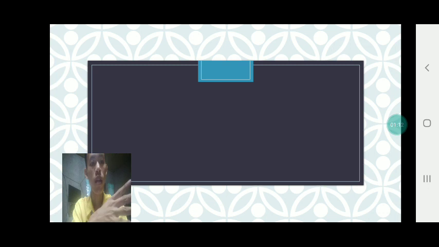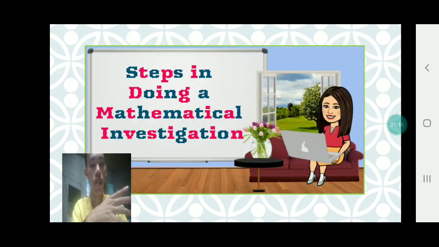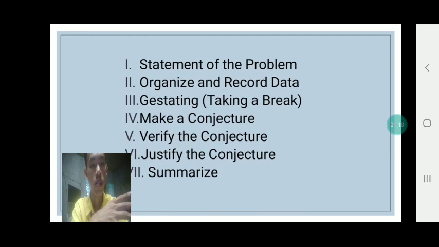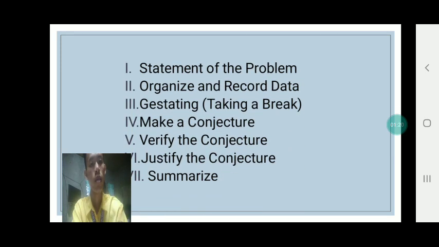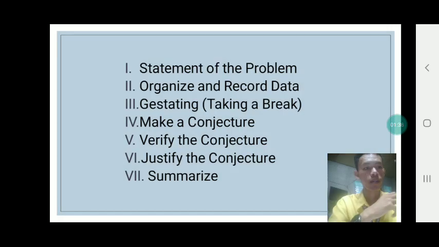So here are the steps in doing a mathematical investigation. The first step is statement of the problem, then organize and record data, gestating or taking a break, make a conjecture, verify the conjecture, justify the conjecture, and the last is summarize. So let's apply all these steps on a given situation.